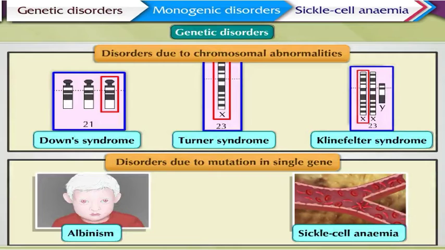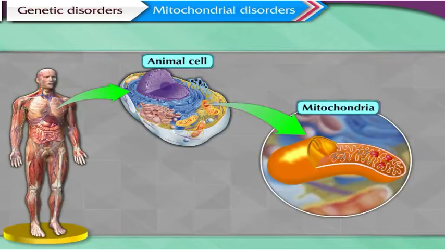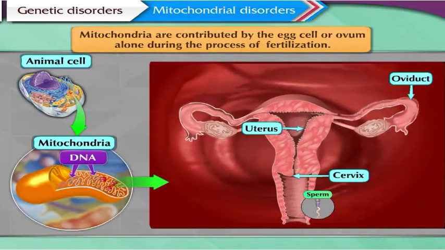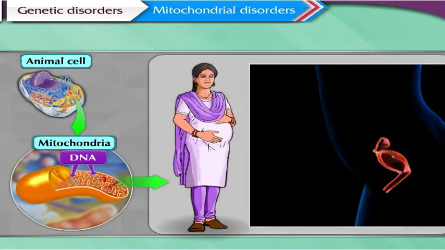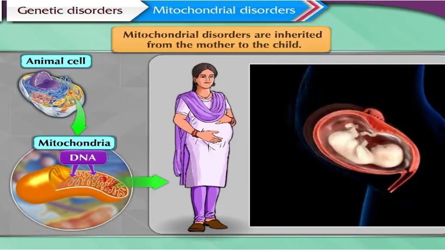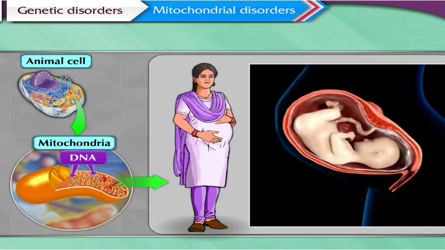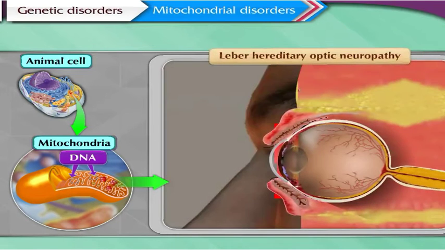So far, we have studied about genetic disorders. Now let us discuss mitochondrial disorders. The genes of the mitochondrial DNA molecule may also become defective by mutation. The mitochondria are contributed by the egg cell or ovum alone during the process of fertilization. Hence, mitochondrial disorders are inherited from the mother to the child. Leber hereditary optic neuropathy is an example of a mitochondrial disorder.